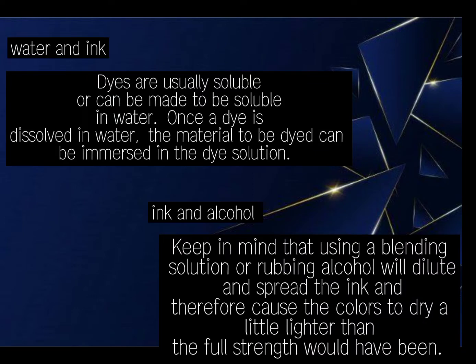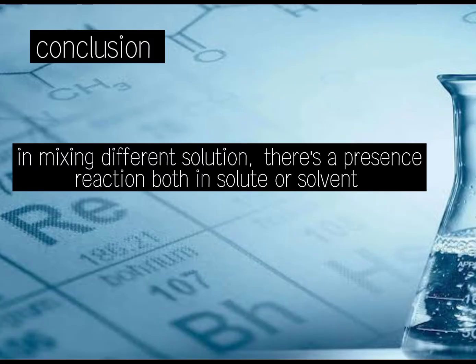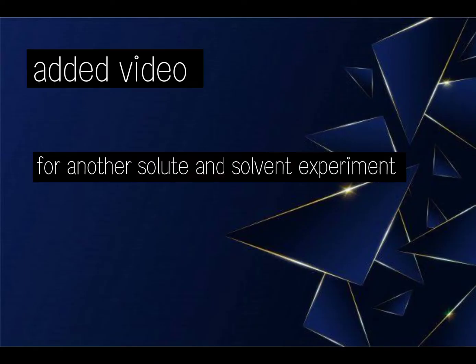Dyes can usually be made soluble in water. Once a dye is dissolved in water, the material to be dyed can be immersed in the dye solution. Ink and alcohol: keep in mind that using a blending solution or rubbing alcohol will dilute and spread the ink. Therefore, it caused the colors to dye a little lighter than the full strength. In mixing different solutions, there's a presence of reaction in both solute and solvent.